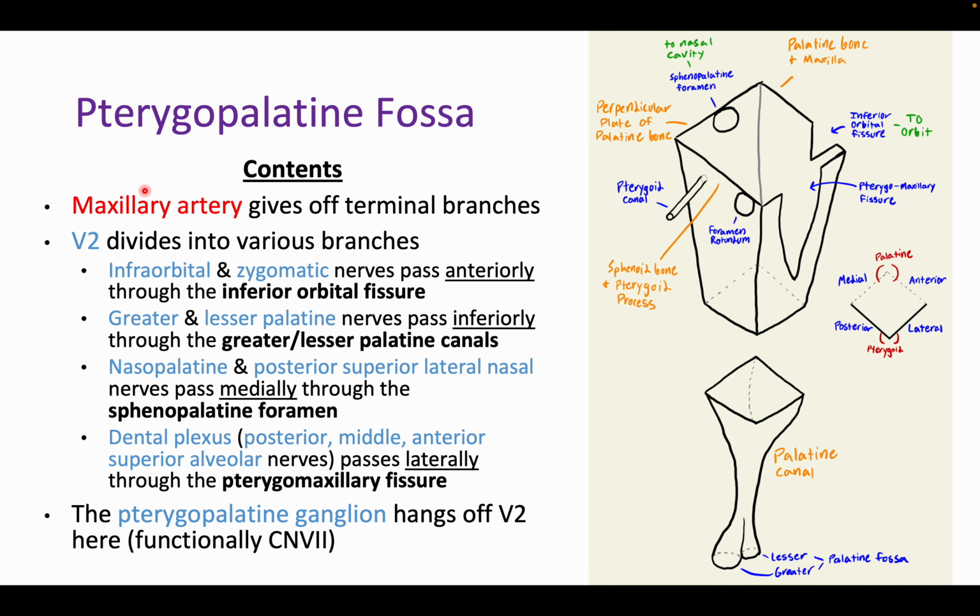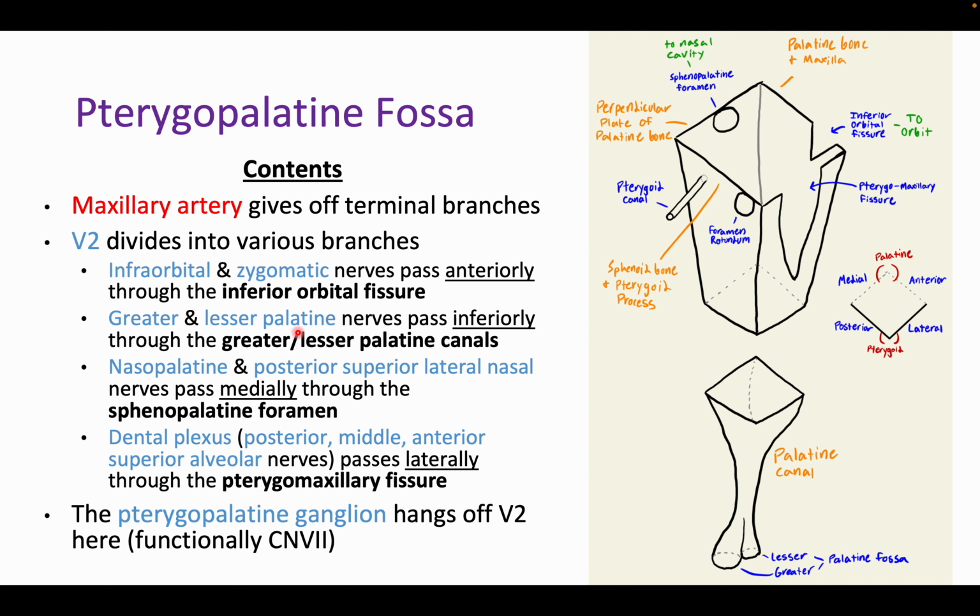And so contents, we already mentioned the maxillary artery, the third region. So we're going to give off our terminal branches. The last 4 branches are going to come off in this region. We're also going to have V2 mostly coming off in here and giving all its branches. We looked at V3 coming off in the infratemporal fossa. V2 is mostly going to be pterygopalatine. In here, it's going to give off the infraorbital and zygomatic nerves, which are going to pass anteriorly through the inferior orbital fissure.